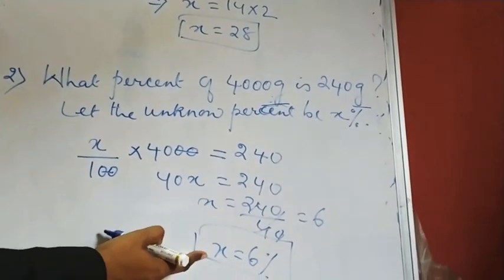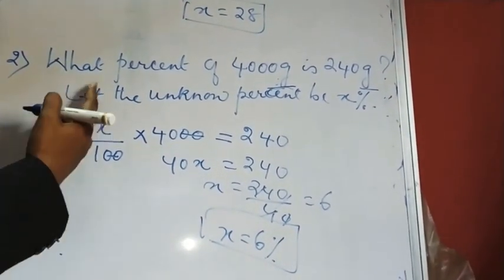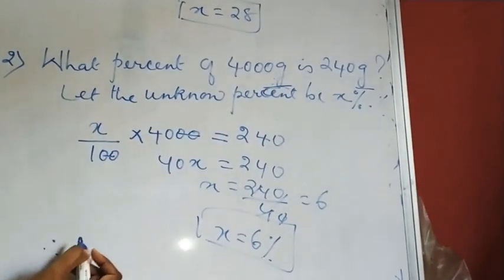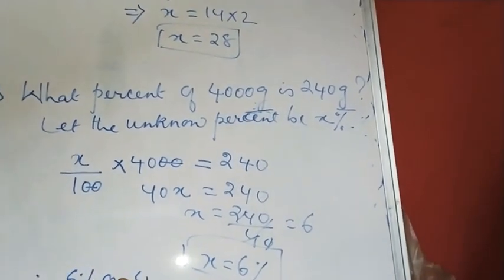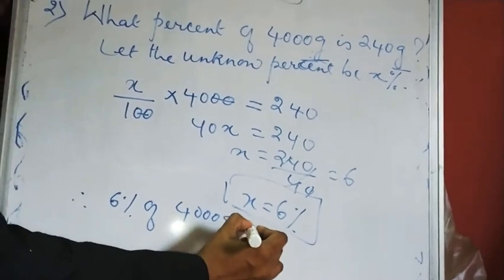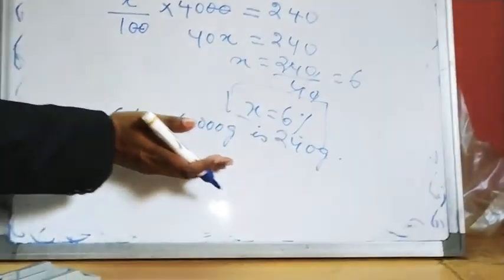So here what do we get as the answer? X is 6%. Therefore, how many percent of 4000 gram is 240 gram? Therefore, 6% of 4000 grams is 240 gram. This is the answer in statement form.